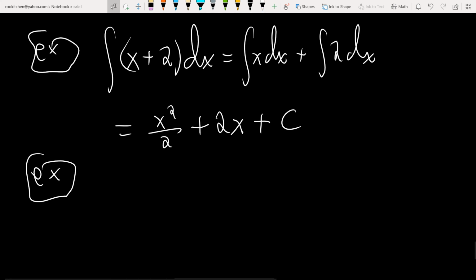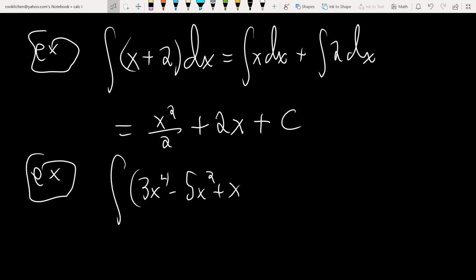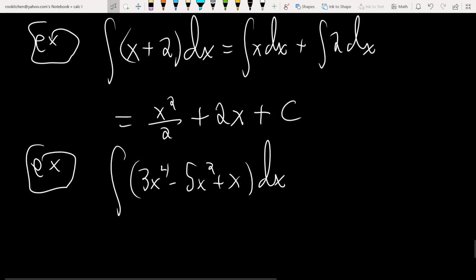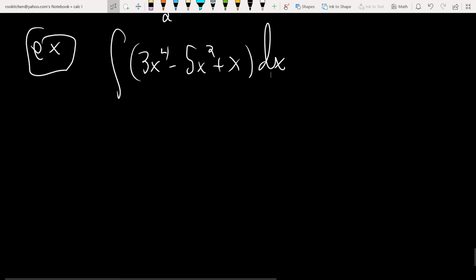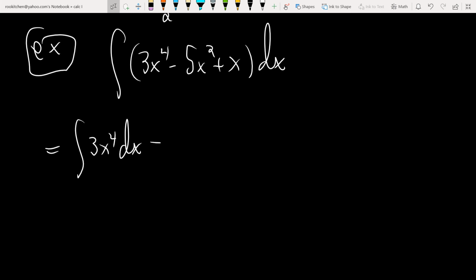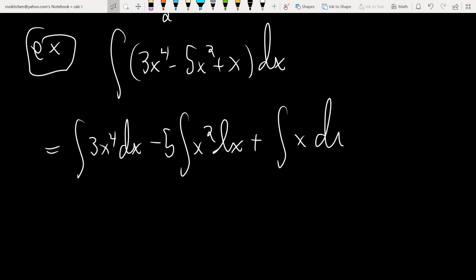Example. Integral of 3x to the 4th minus 5x squared plus x dx. Again, the integral of the sum is the sum of the integrals, if you wish. The integral of 3x to the 4th dx minus, and of course we could factor out the constants, 5 times the integral of x squared dx, plus the integral of x dx. So the first guy, if you want to, you could factor out the 3.